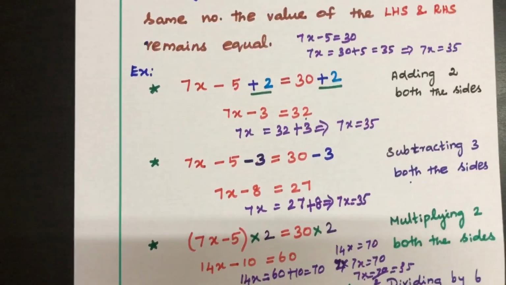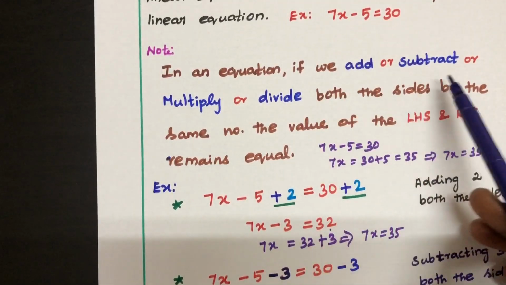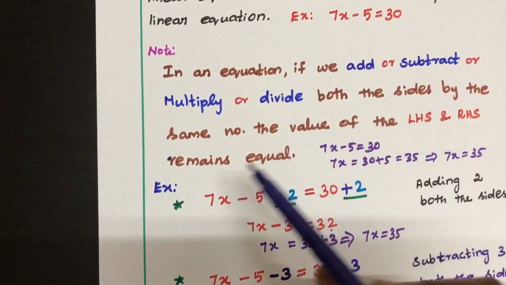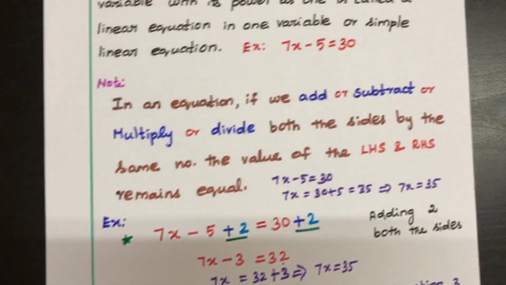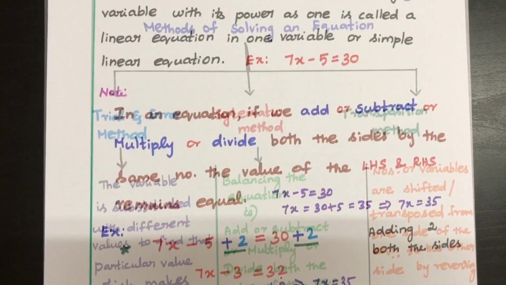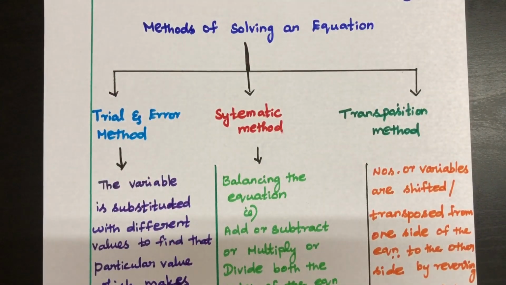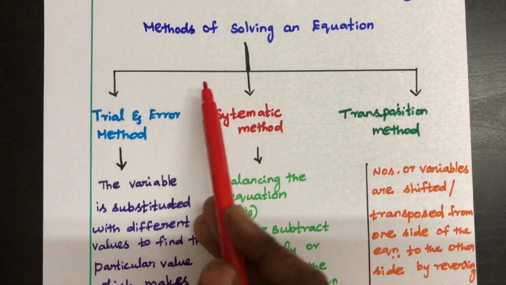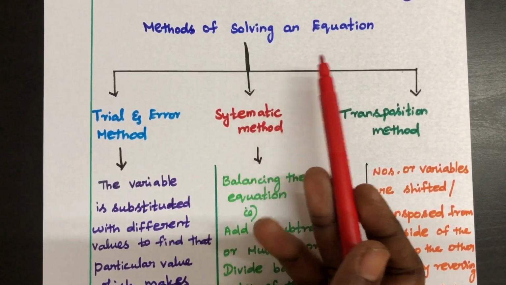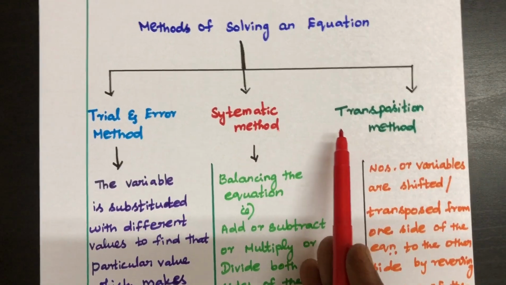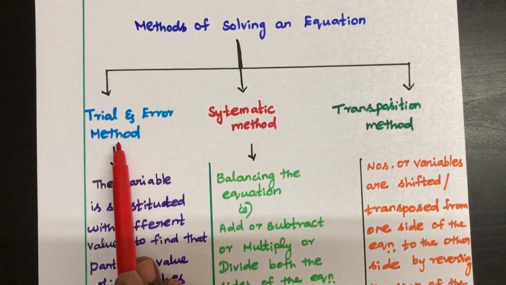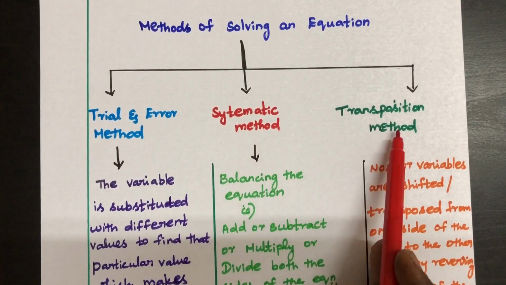So, in an equation, if we add, subtract, multiply or divide both the sides by the same number, the value of the LHS and RHS remains equal. That is why it is an equation. Methods of solving an equation. If you are given an equation, there are 3 methods to solve it. What are they? Trial and error method, systematic method, transposition method.